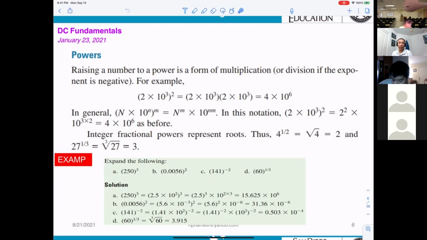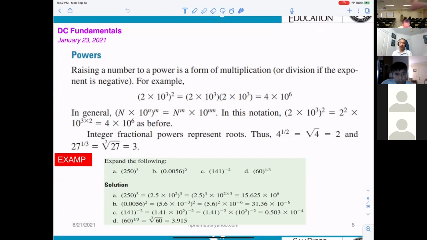Oh, C. Okay, let's see, 141 to the power of minus 2. You turn it into a power of 10, so that will be 1.41 times 10 to the power of 2. Is it right?